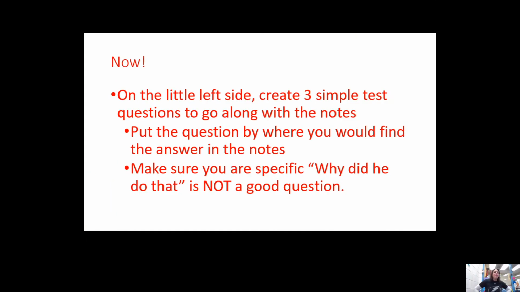Now, once you're done writing, we put the notes on the big side. On the little left side, I want you to create 3 simple test questions to go along with the notes. I want you to put the questions by where you would find the answers in the notes. Also, make sure you are specific. Like, why did he do that is not a good question. Use names and titles, like who was loyal to these Germanic chiefs, something like that. So that's that.